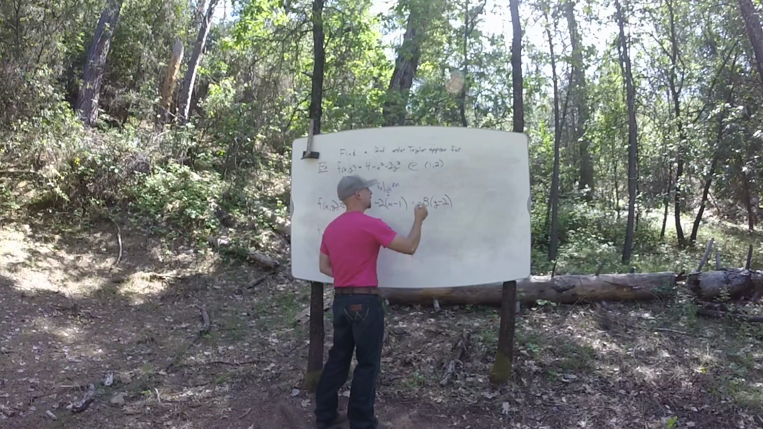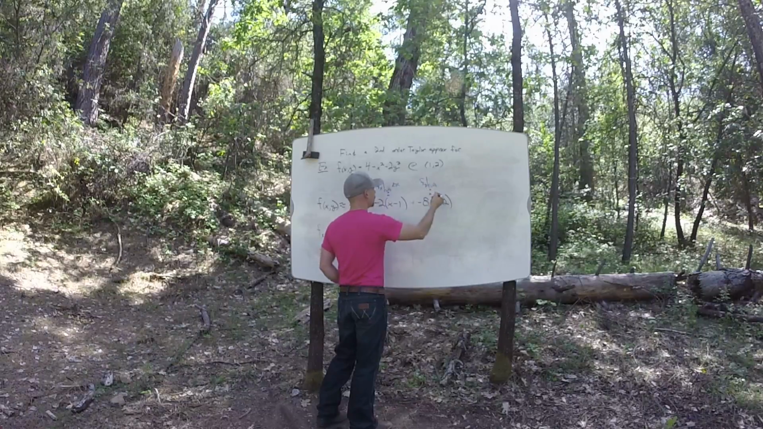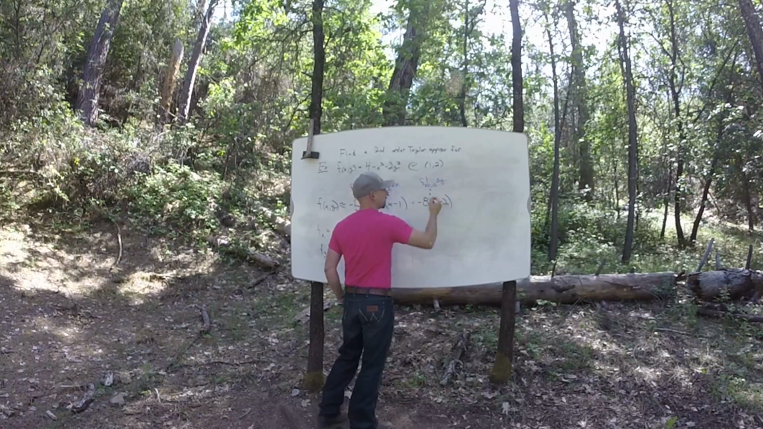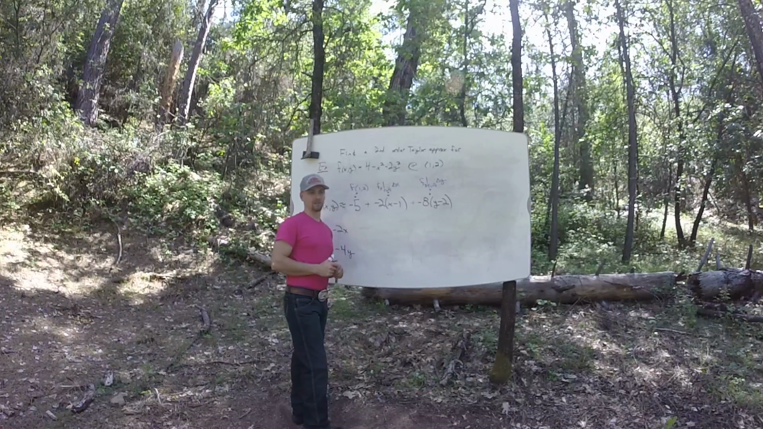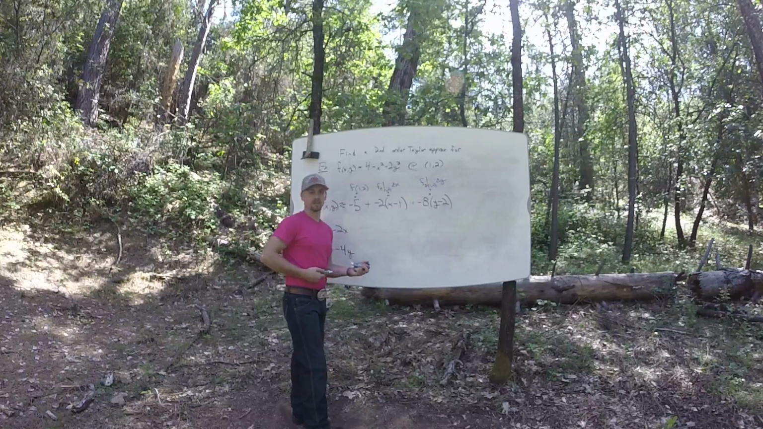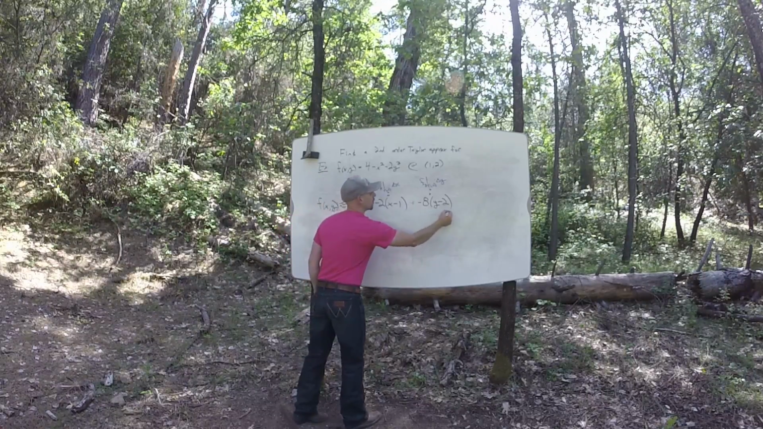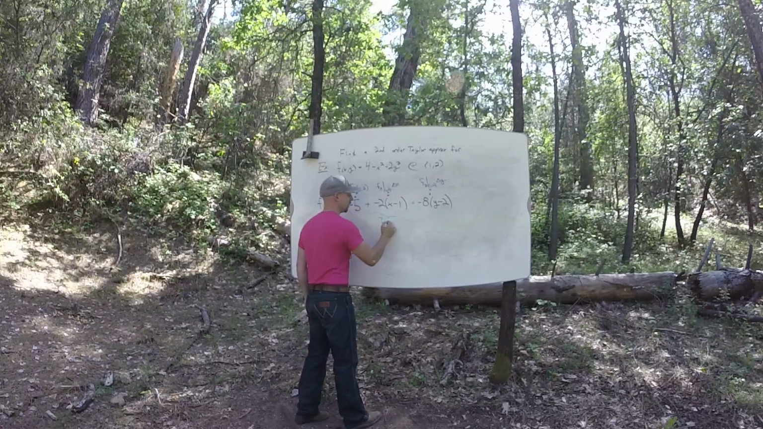Okay, so what is this thing right now? What have I got here? This is a first order Taylor polynomial, right? Which is the tangent plane. You guys see that?